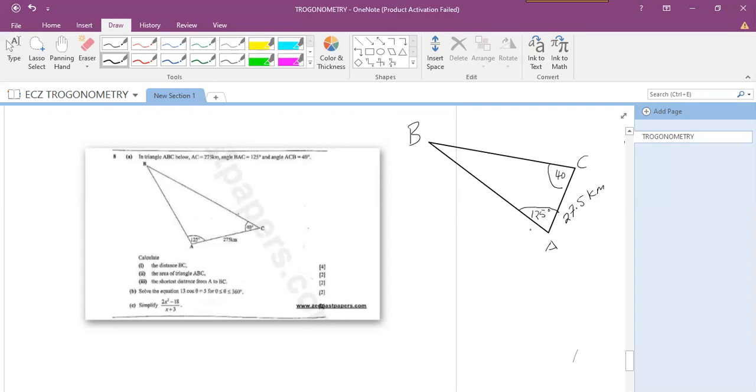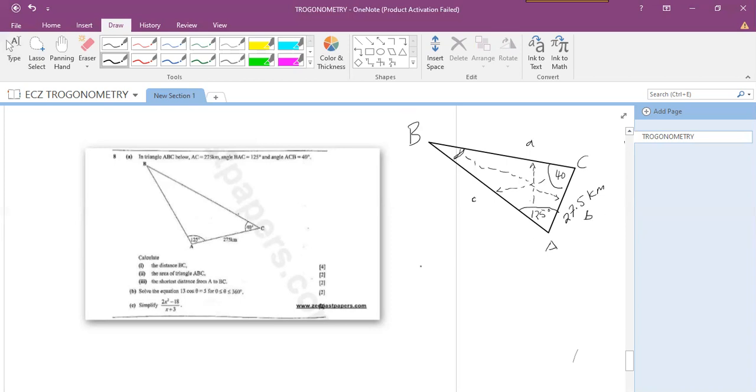So what we're going to do, this is capital letter A. We're going to follow it like that. That will be small letter a. Then we're going to follow this side like that. That would be small letter c. We have to find this angle here. We have got no choice because we've been given this 27.5. So I'm going to go like that to small letter b.